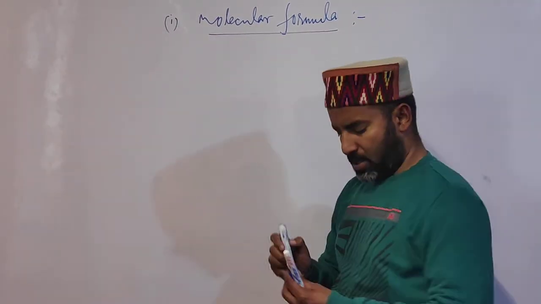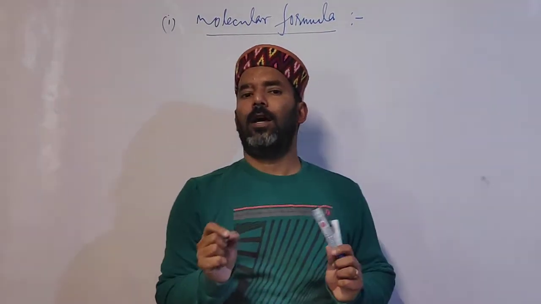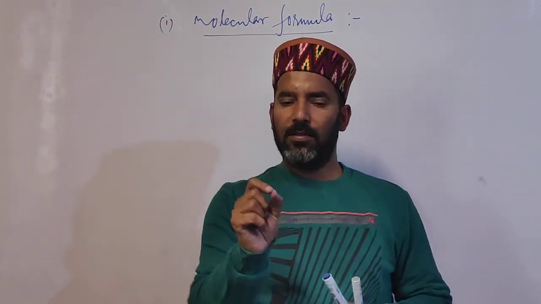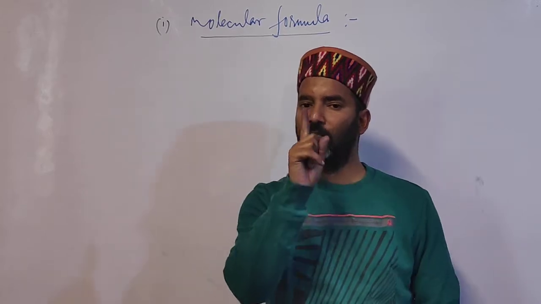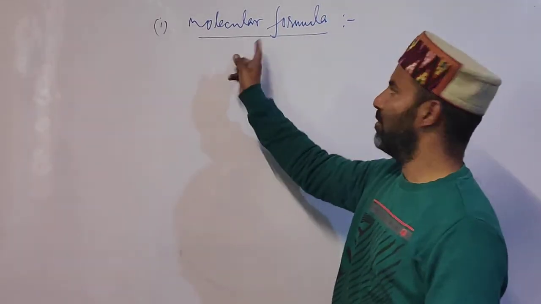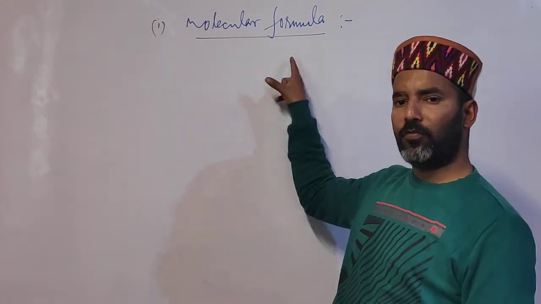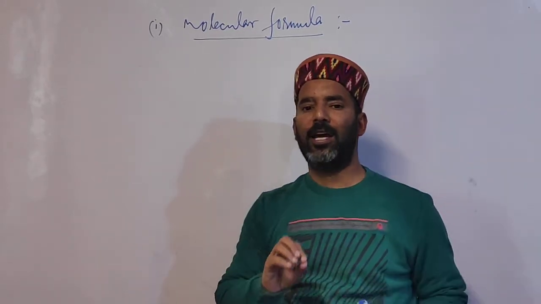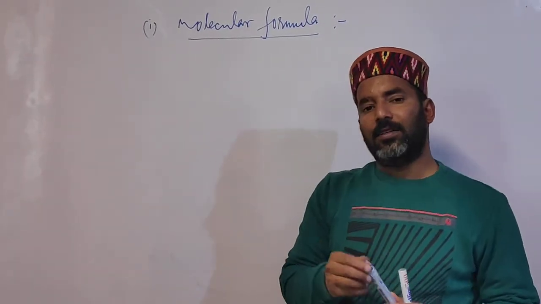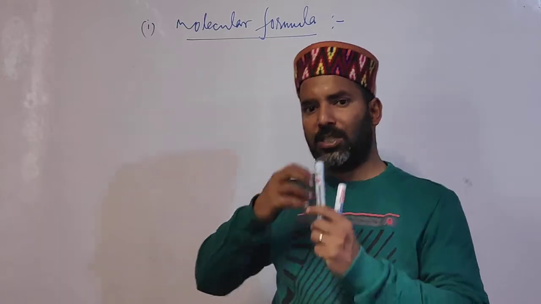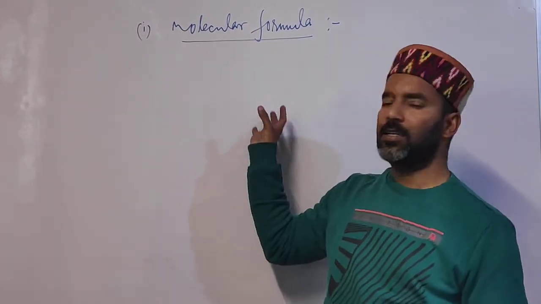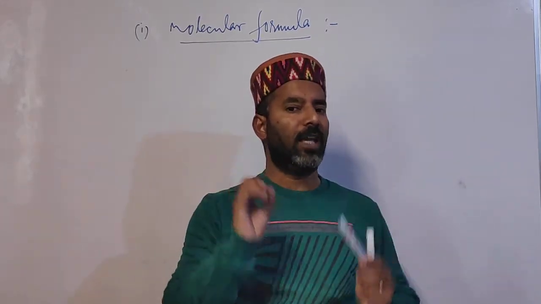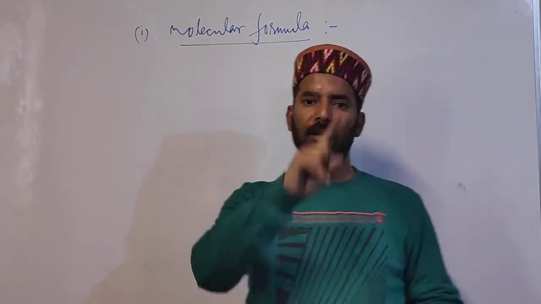Students, a chemical formula that gives the exact number of atoms of various elements present in one molecule is called molecular formula. So molecular formula is a chemical formula which will tell you exactly how many atoms of each element are present in one molecule. So it gives the exact number of atoms of various elements present in one molecule.